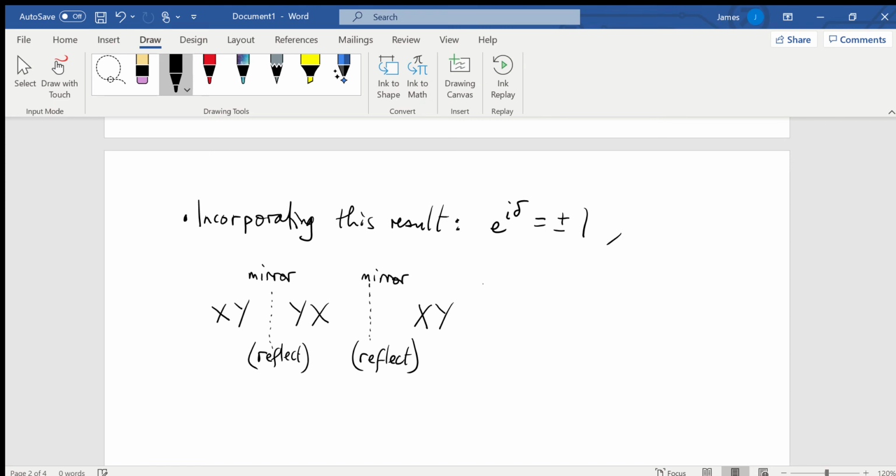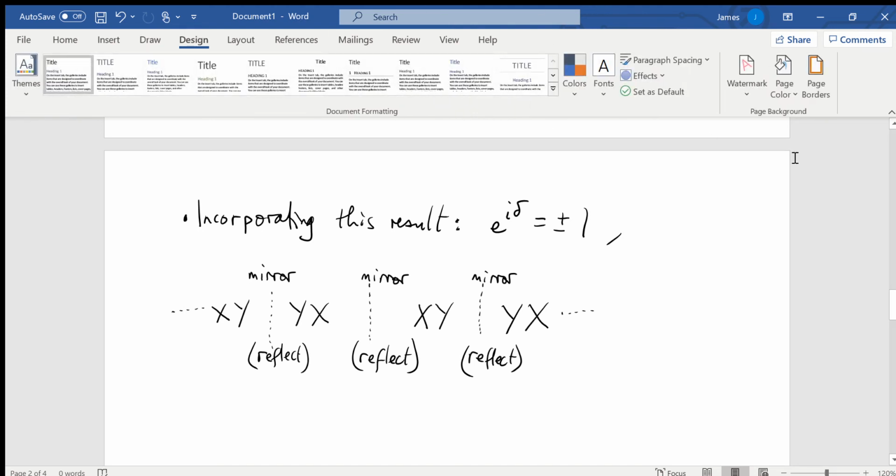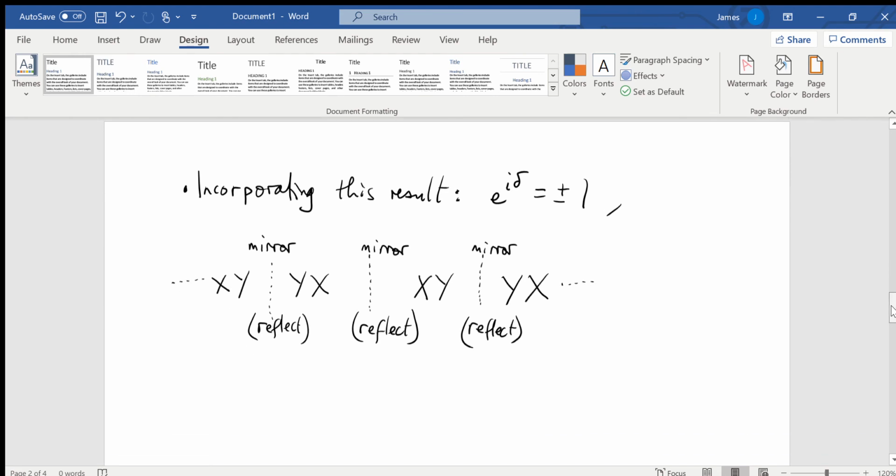Let's do it again. We have another mirror. That would give us yx again with a third active reflect. And we could do this ad nauseum, on and on, before and after. Just constant reflect, reflect, reflect. Okay, so let's incorporate that old image, but with our new result. So let's see what that would give us.